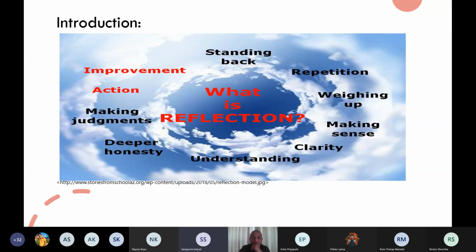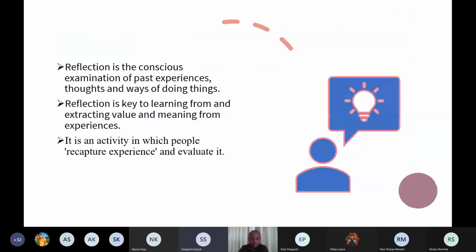So starting with the introduction, what reflection actually is, as told by Paul. Reflection is about standing back, revisiting the event that you've been through, calculating what went right and what didn't, making sense of every step, understanding the process that you've been through, dealing with honesty, making judgment, and by the end, taking an action which helps in the future.